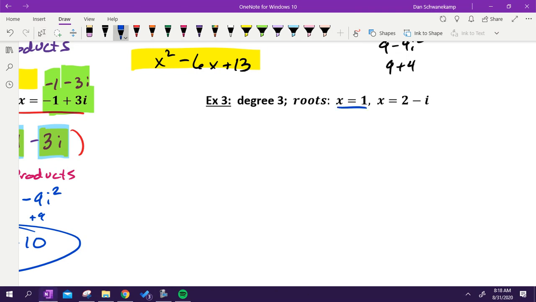Okay, so we're going to do roots. X minus 1, that's a root. Write your other 2 factors here. Talk with your neighbor. Write what your other 2 factors are going to be.